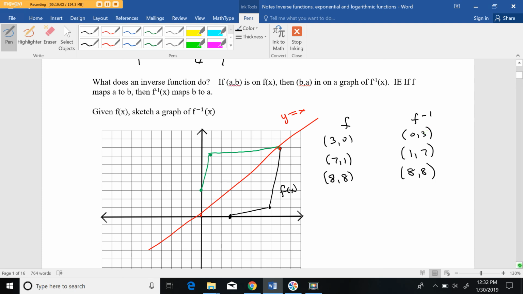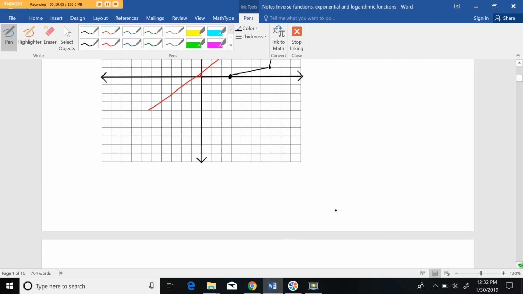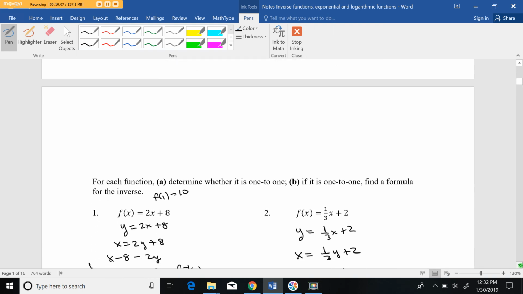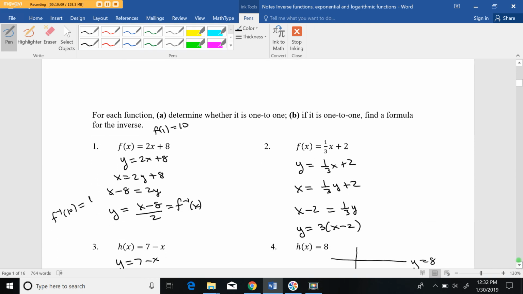And then how do you find them? It's pretty simple. You switch the x and y values, like this function, y equals 2x plus 8. You just switch the x and y values, solve for y. It's typically pretty easy to find an inverse function. Now, it can get a bit more difficult when you get more complex functions, but fundamentally that's how you do that. Switch the x and y's, solve for y.